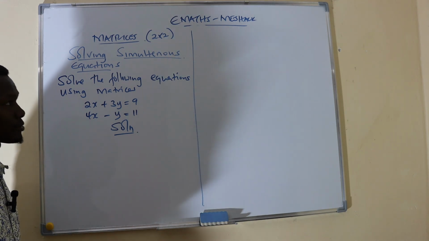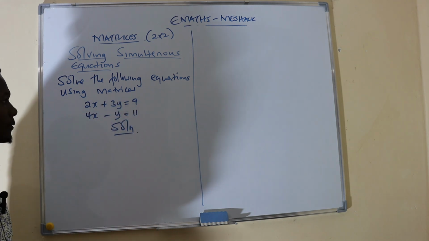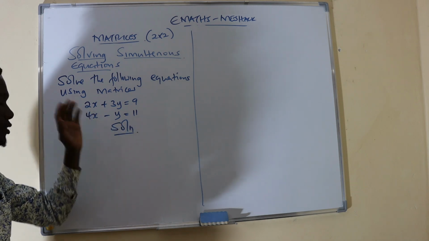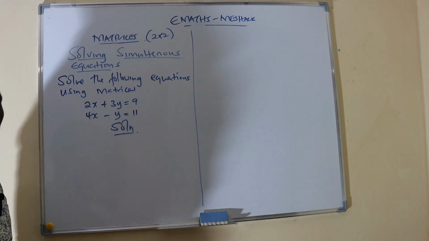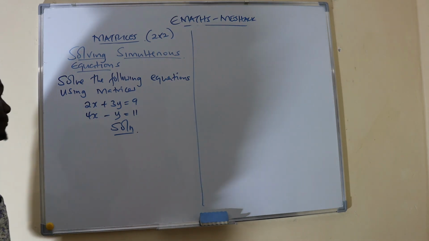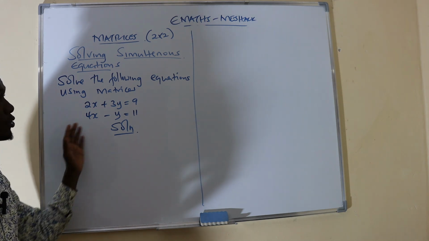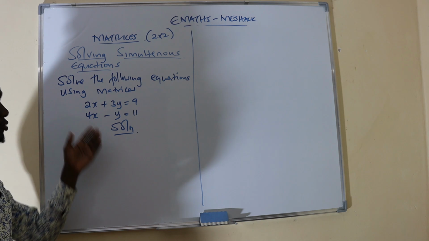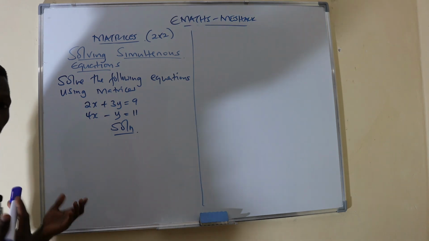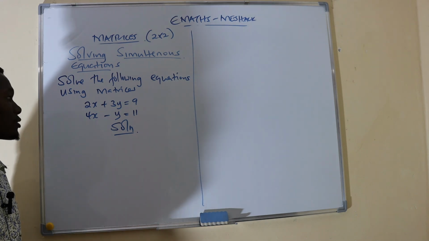There are steps which we are supposed to undertake when solving two equations with two unknowns, that is two simultaneous equations, where you're supposed to get the values of x and y. We know there are different methods of getting x and y, including elimination and substitution. But now we're going to use the inverse method of matrices to solve this particular equation. So what are the steps that are supposed to be taken?